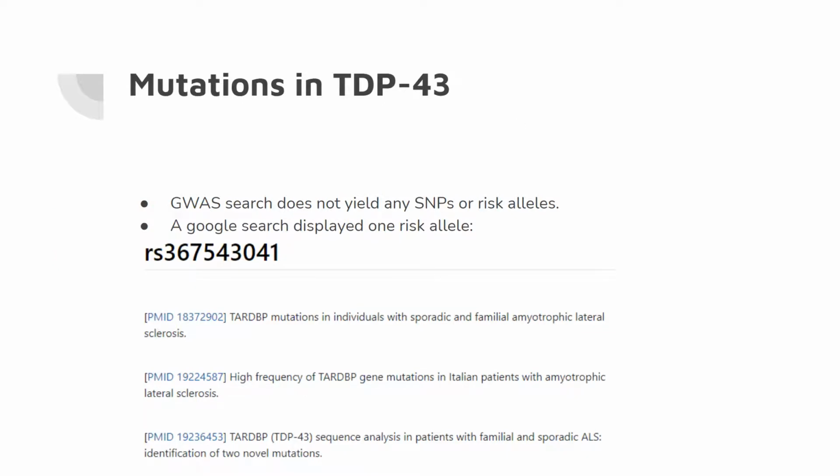Mutations in TDP-43. I searched on GWAS and it did not yield any SNPs or risk alleles. A couple Google searches displayed one risk allele, which was the RS367543041 allele. And they say that TARDBP mutations in individuals with sporadic and familial amyotrophic lateral sclerosis, or ALS, they found that this mutation was in that. A high frequency of TARDBP gene mutations in Italian patients with amyotrophic lateral sclerosis. So a lot of the mutation or this risk allele was found in people with ALS.